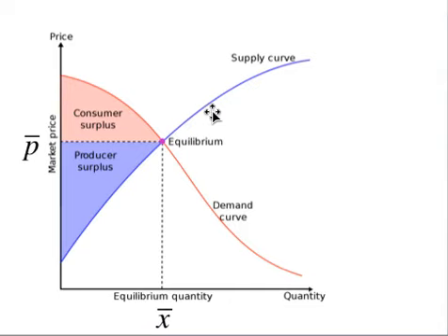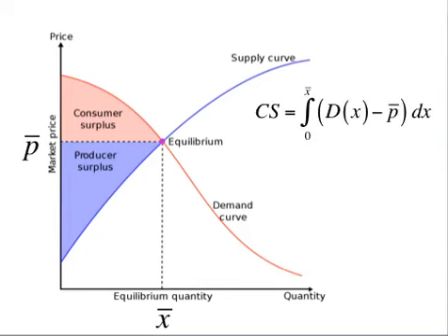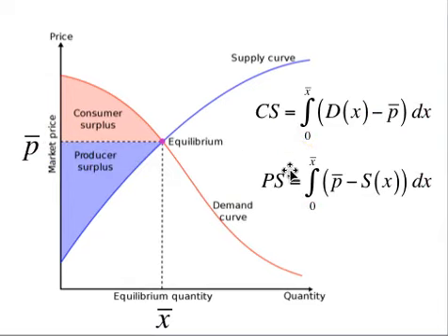So this is a nice example of how we can use the area under the curve to measure something sort of important. So again, there's our equilibrium quantity and our equilibrium price. So here's our formula. The consumer surplus is the integral from 0 to X bar, from 0 to whatever quantity we're interested in, of the demand function minus the price that we're setting. And our producer surplus is the integral over that same region, from 0 to X bar, but the top function this time is the price minus the supply function. The supply function is the one that's on the bottom.